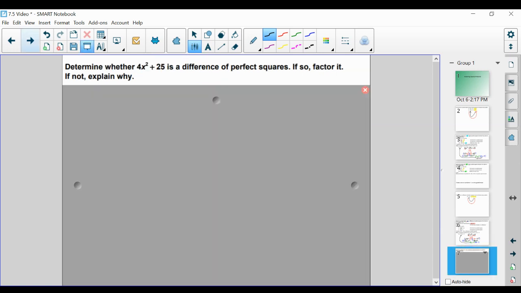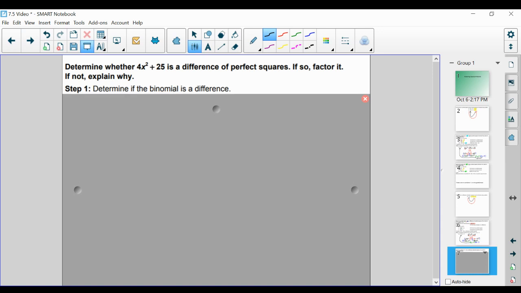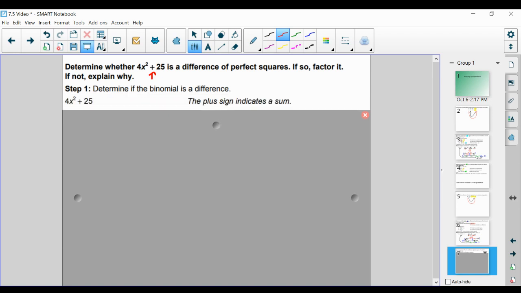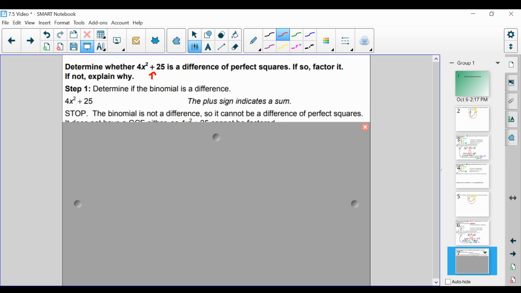Let's determine whether 4x squared plus 25 is a difference of perfect squares. If so, we're going to factor it. If not, we're going to explain why. Well, the first thing we need to do is determine if the binomial is a difference. So we look at the sign right in the middle, boom, we see it's an addition sign. So the plus sign indicates it's going to be a sum, because an answer to an addition problem is a sum. It's not a difference. So we're going to stop. The binomial is not a difference, so it cannot be a difference of perfect squares.